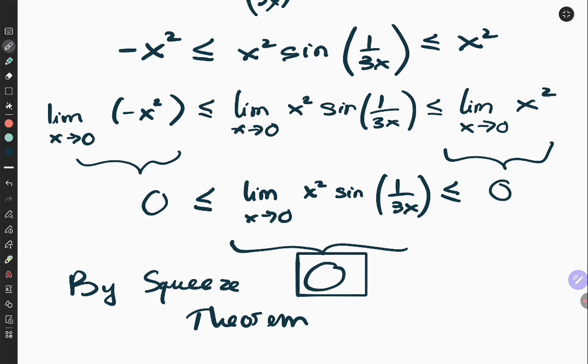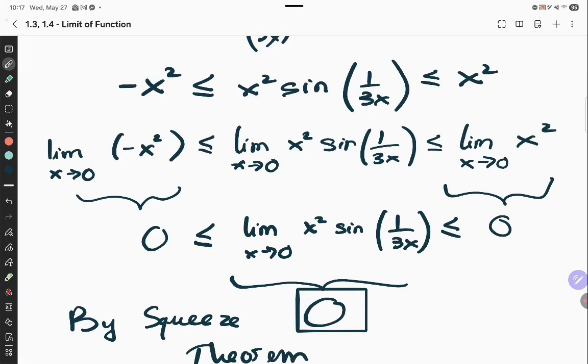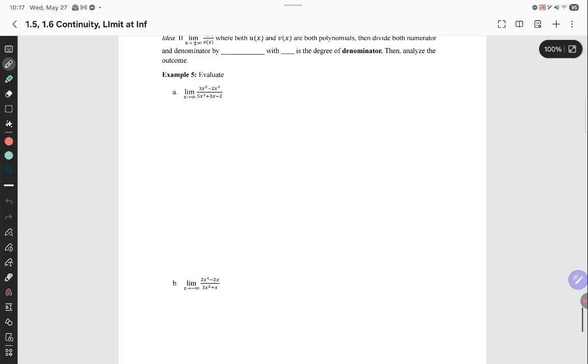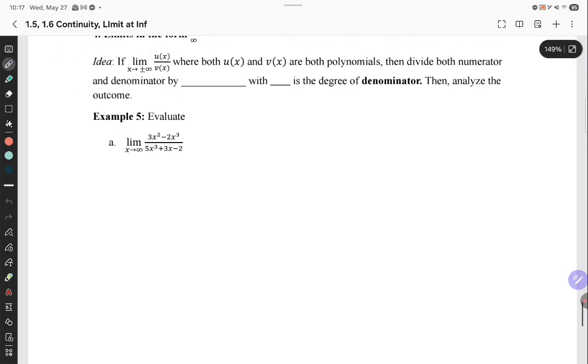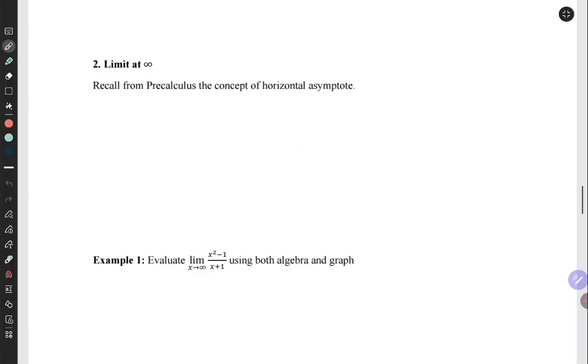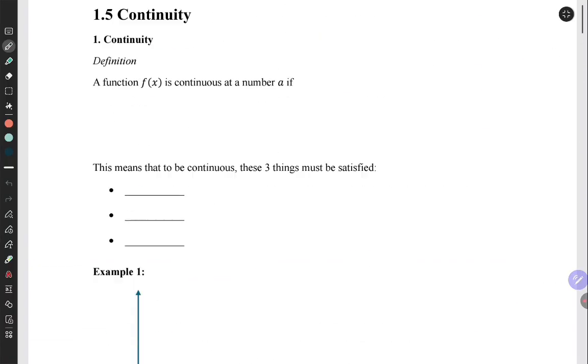Let's say we close out 1.4. Okay. Let's move on to 1.5. Okay, 1.5. Any questions so far? Okay.